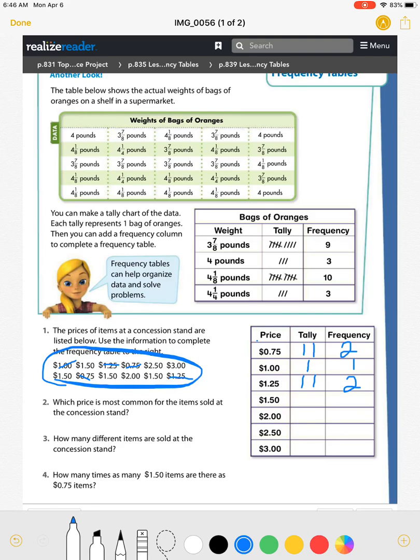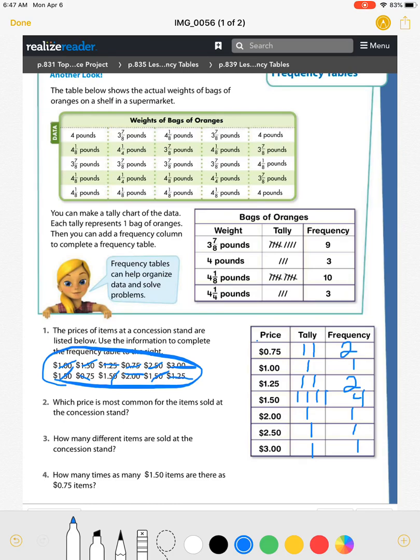Now for $1.50. That's 1, 2, 3, 4 times. So that's more frequent. That occurs more often than the others have. Now for $2, just see that one time. $2.50 is one time again. And $3. So those last 3 amounts only had a frequency of 1.